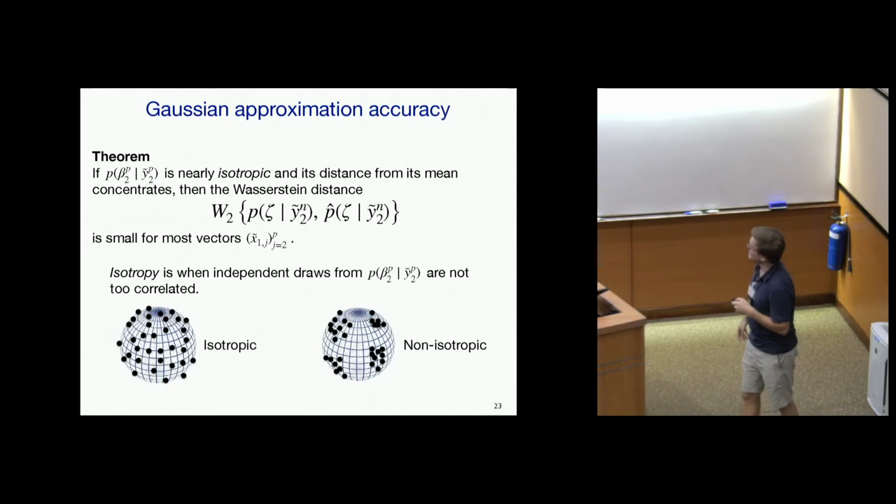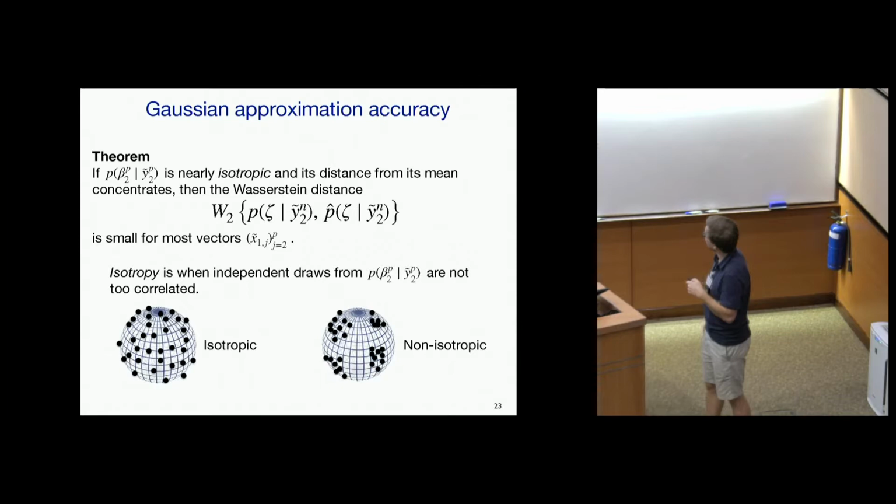Okay, so we need to be nearly isotropic, and the distance from its mean concentrates. So what is isotropy? It means that independent draws from this posterior are not too correlated. So if you were to plot them on a sphere or something like that, they don't cluster. This would be non-isotropic, where there's some kind of correlation: they're either stuck in a certain part of the globe, or there are patches. And if it's isotropic, they kind of spread out.